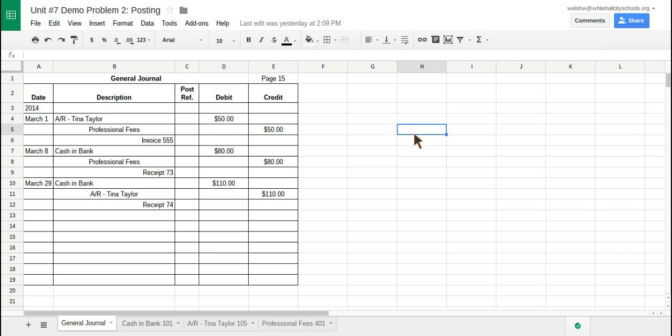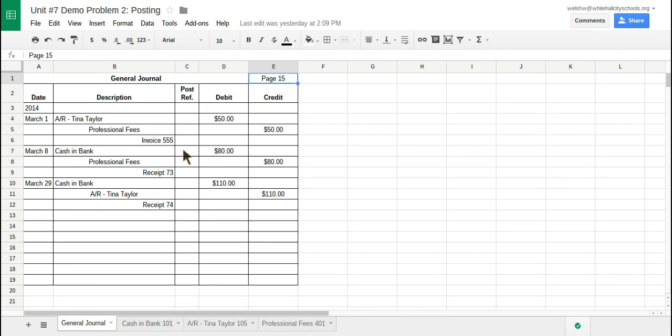Alright, so now we're going to look at in this problem how we actually take entries from the general journal and post them to the individual ledger accounts. A couple things to pay attention to. We have to make sure we know what page of the general journal we're working with. This page could change. It could be 1, it could be 150. In this case it's 15. Just make sure we know that because that's going to be important when we have to post reference.